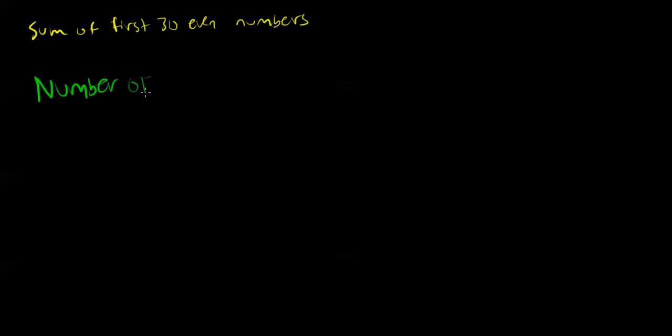Now we're going to look at collecting information to make a conjecture. The question is, what conjecture can we make about the sum of the first 30 even numbers? So let's make a column for the number of terms and a column for sum. And we're going to collect some information and then try to make a conjecture based on that. So in the first row we have 1 term, so the first even number, so that would be 2.